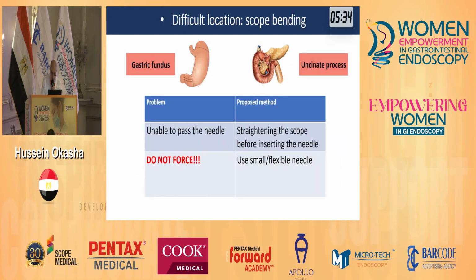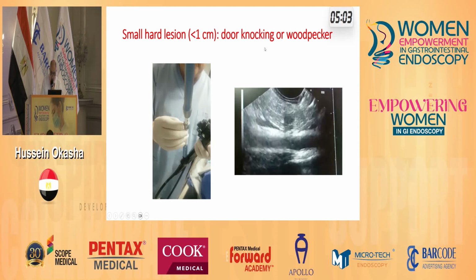Now going to some of the tips and tricks during FNA, FNB. In lesions of the gastric fundus or uncinate process, when the endoscope is bent, we sometimes are unable to pass the needle. Then don't force, or you will damage the scope. Just straighten the scope before inserting the needle, and then after insertion of the needle, you can direct yourself to the target. And of course, use small flexible needles, 25 or 22. This is, I think, one of the most important tips and tricks during FNB. I use it several times, and it is working.